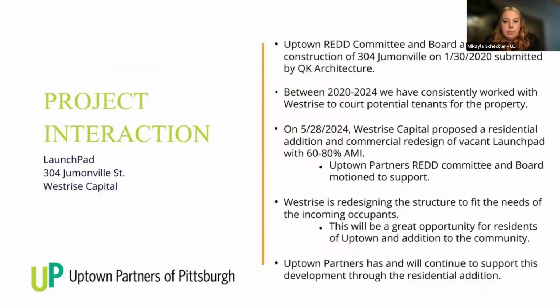So the Uptown RED Committee originally approved the initial construction of 304 Jumonville on January 30th of 2020. And the board approved that as well. And then between the years of 2020 and 2024, we have consistently worked with Westrise to court potential tenants for the property. Then in May of this year, Westrise Capital came to us and proposed a residential addition in front of the RED Committee and a commercial redesign of the vacant launch pad. And that included 60 to 80% AMI. And then the Uptown Partners and RED Committee supported this, as well as the board, in a motion to support this. And then Westrise is designing the structure to fit the needs of the incoming occupants.